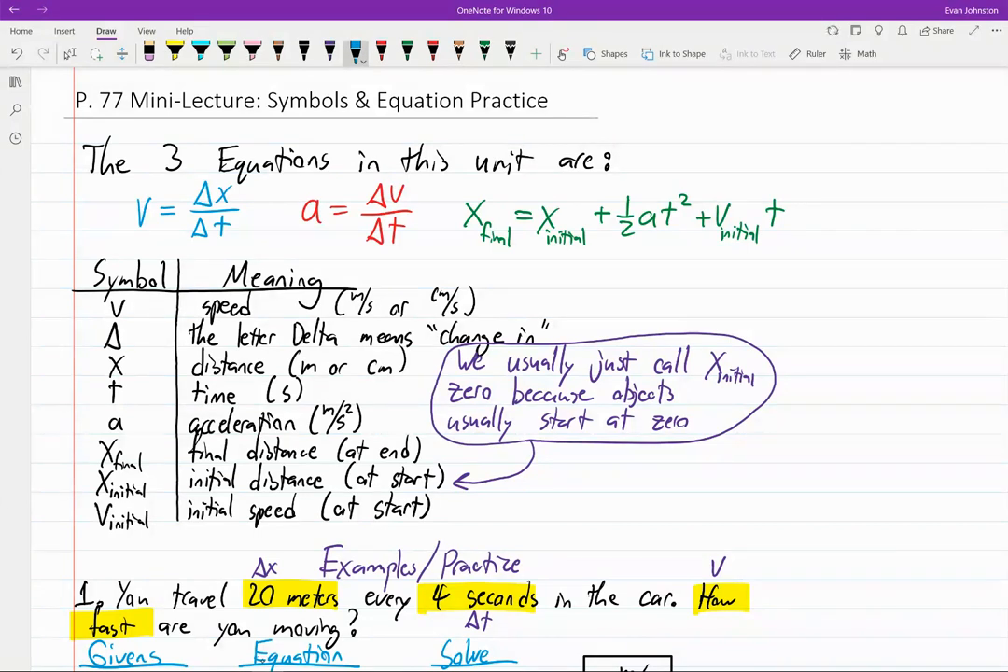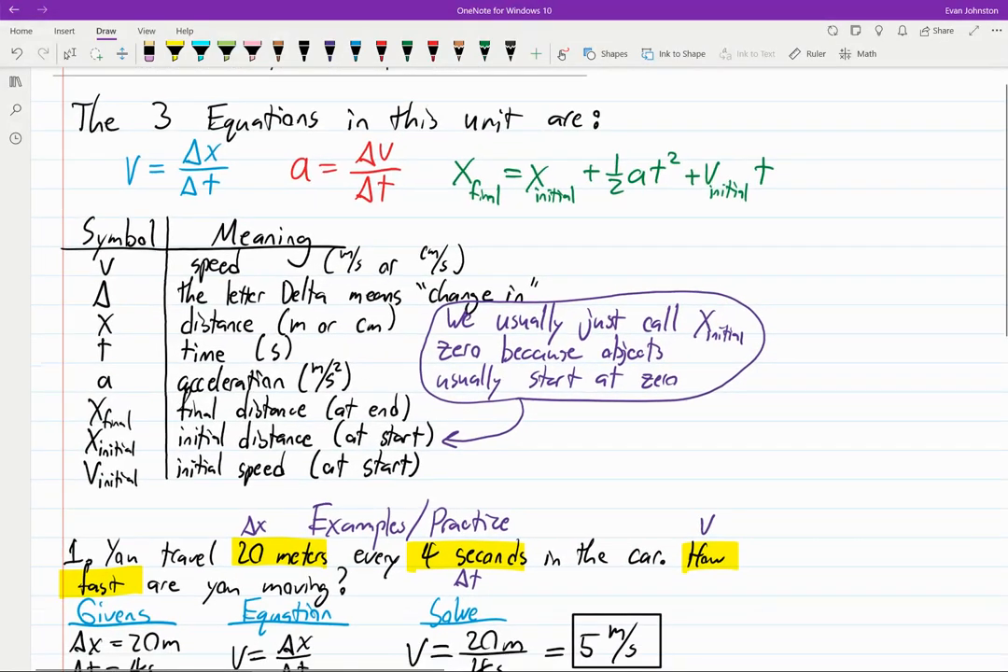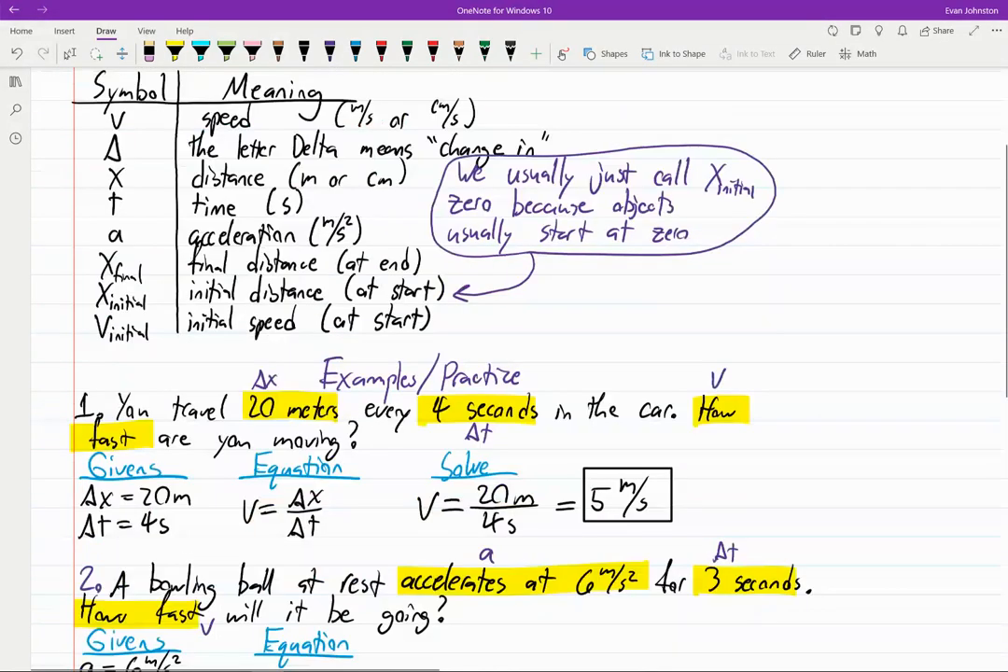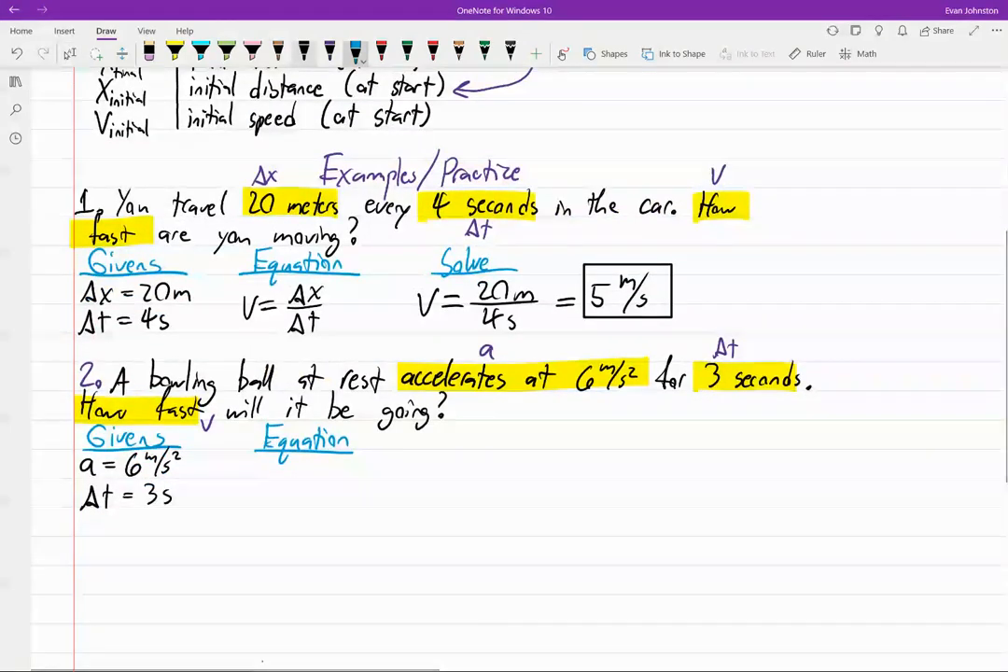Second one, we're given A. It speeds up at 6 meters per second squared. We're given T, goes for 3 seconds, and we're asking to find V. We could totally use the second one here. We can solve for V. We can plug in A. We can plug in for T, and we'll get V right there, no problem. So let's use the second one. Should have been color coding this actually.